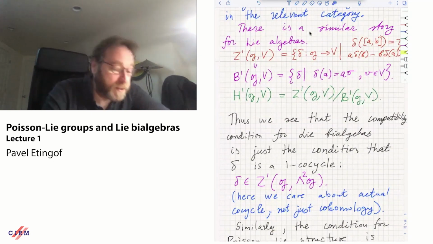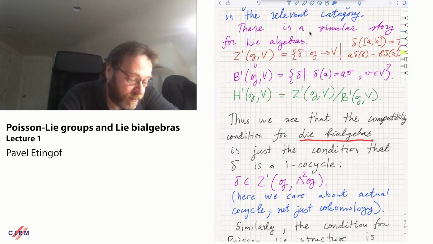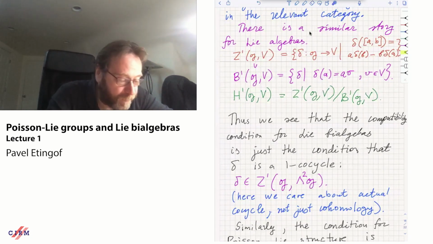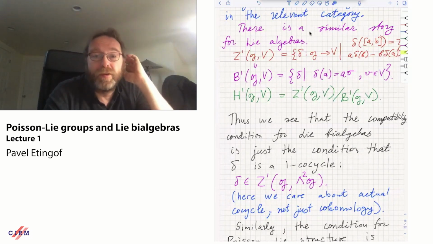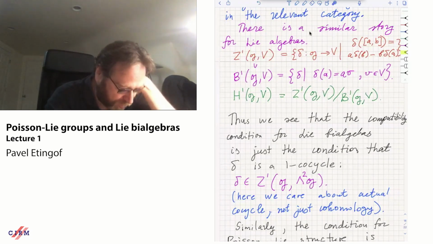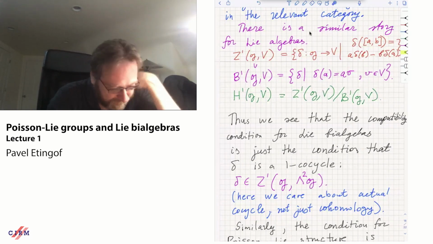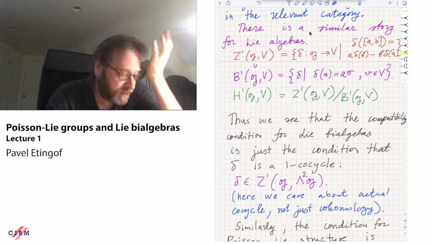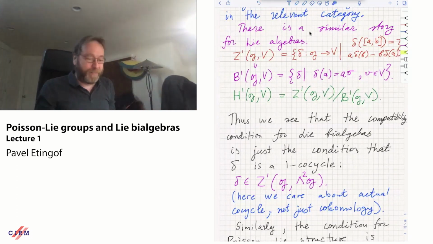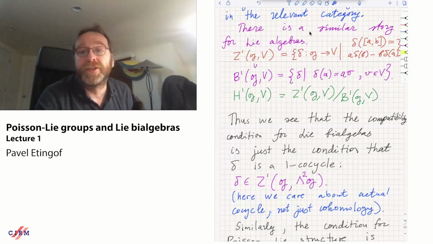And so we see that the compatibility condition for Lie bialgebras is just the condition that delta is a one cocycle. And actually here we're going to care about one cocycles as opposed to cohomology. In homological algebra, coboundaries are as good as zero, but for us, we will see that sometimes coboundaries will still define non-trivial Poisson structures, so they're more interesting than zero. So we will care about actual cocycles and not just cohomology classes.